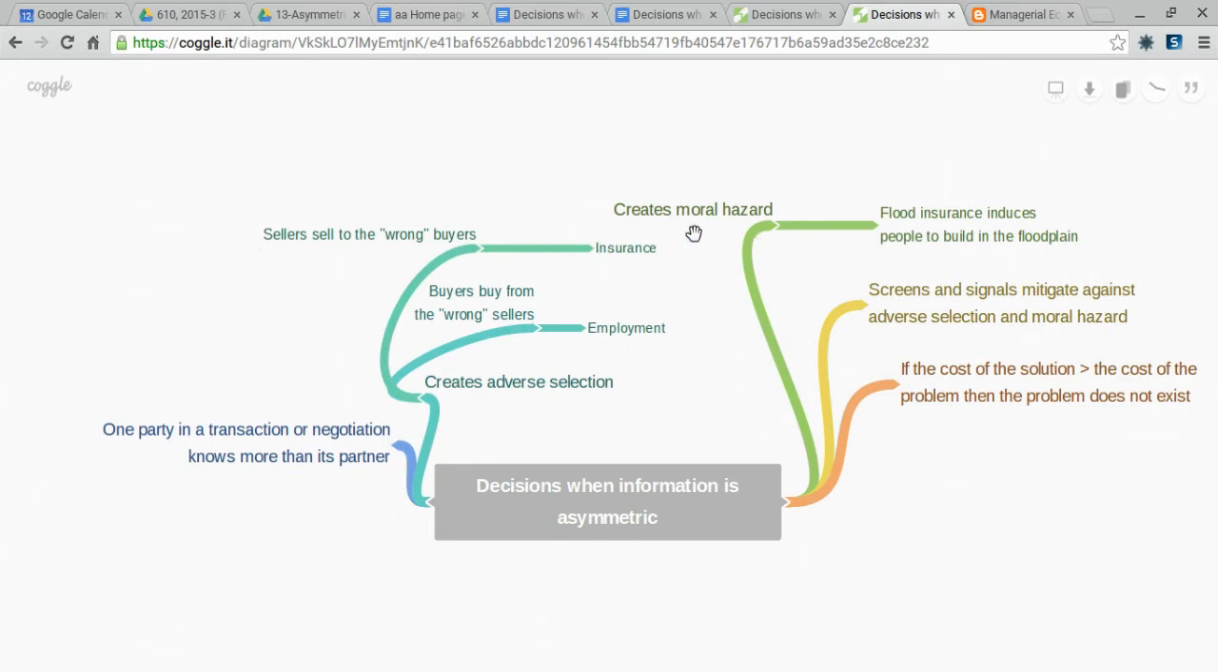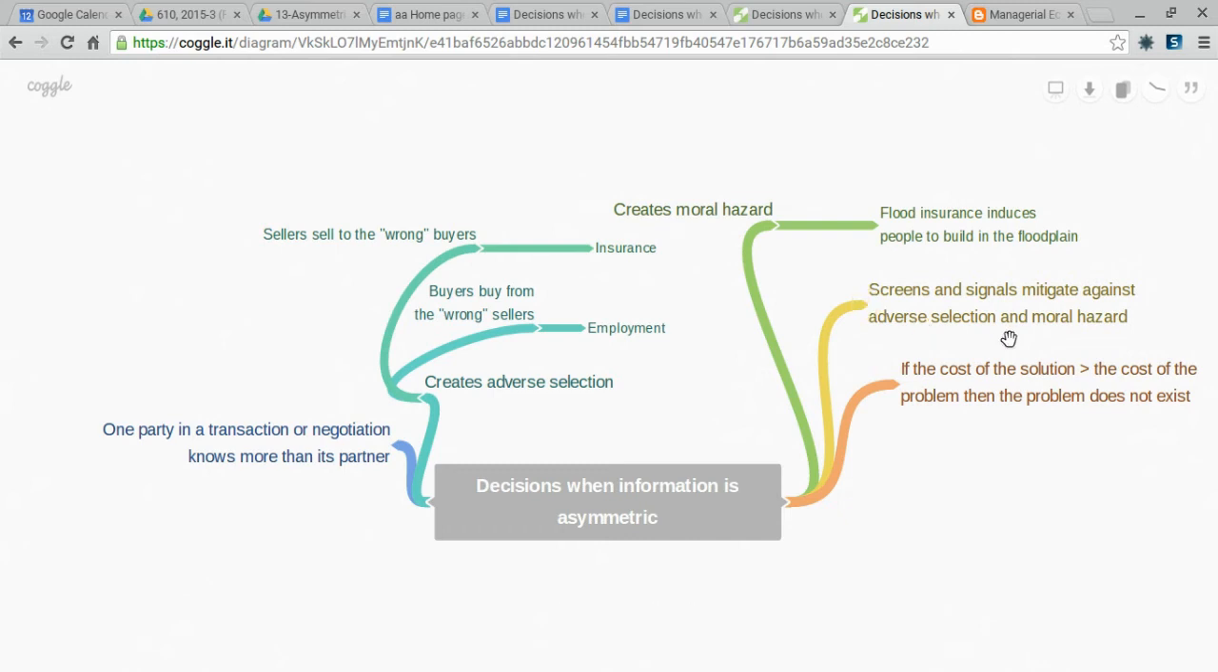It also creates moral hazard. A great example of moral hazard is flood insurance that induces people to build in the floodplain. Moral hazard occurs when a contract or a transaction induces one of the parties to take actions that are detrimental to the other party. Again, this is another example of insurance. Not only do people who know they live in floodplains want to buy insurance, also if you sell the insurance, it gives me an incentive to build on the floodplain.